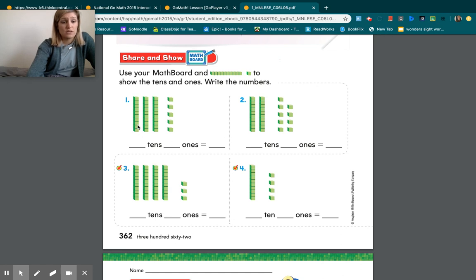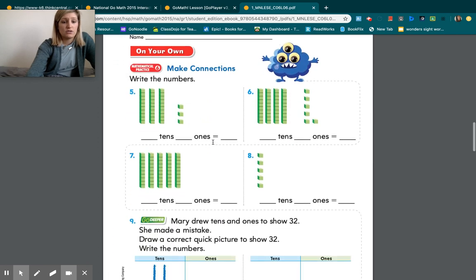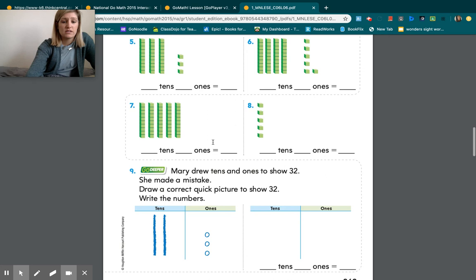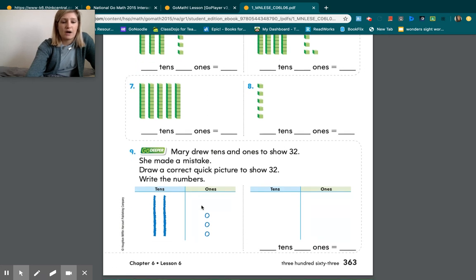Okay? So this one would have 3 tens and 1, 2, 3, 4, 5 ones. And let's count the whole number together that you're going to put right here. 10, 20, 30, 31, 32, 33, 34, 35. So this number would have 3 tens, 5 ones, and it would be the number 35. Okay? That's what you guys are going to do for the rest of these to figure out these riddles. And then this problem number 9 at the bottom is another example of Mary drawing a quick picture that wasn't right. So you're going to have to fix her quick picture.